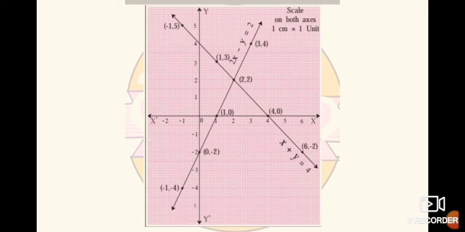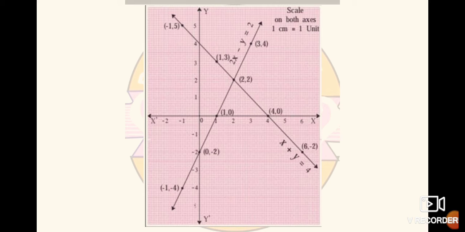Now wherever there is a space on the graph paper, you have to write that the solution set is equal to (2, 2). This sentence is a very important sentence as far as the graphical method is concerned. Wherever there is a space on the graph paper, you can write that (2, 2) is the solution set, or solution set is equal to (2, 2).